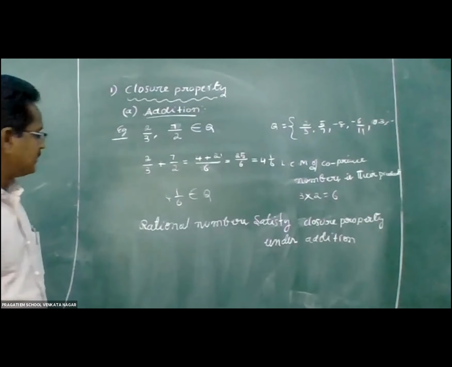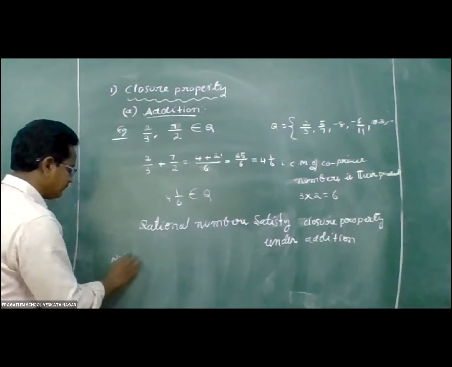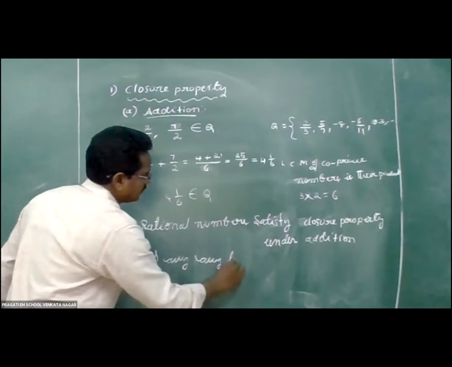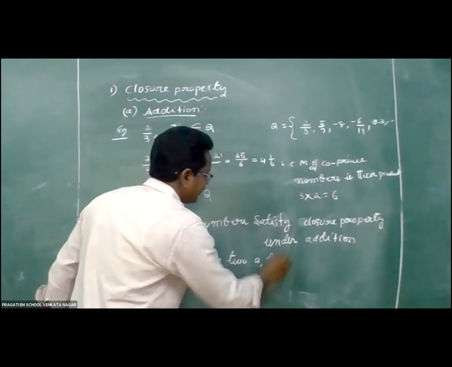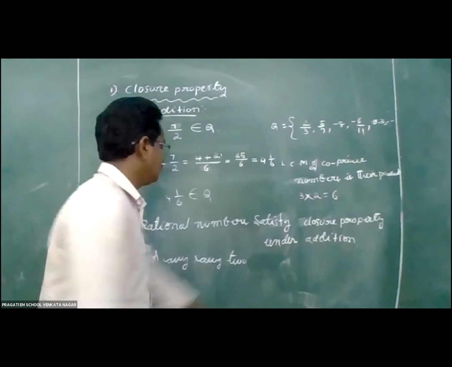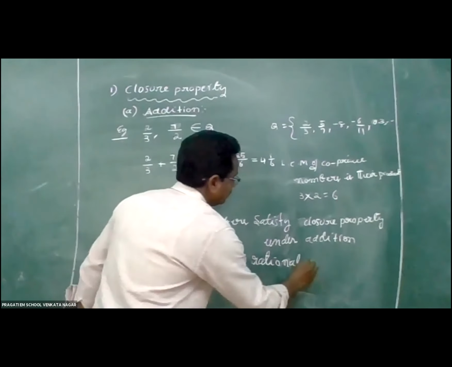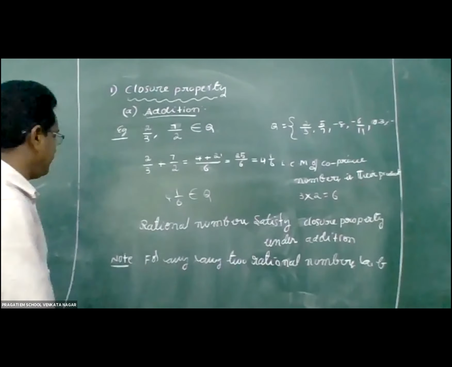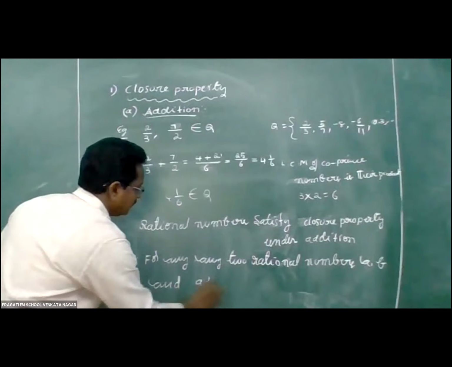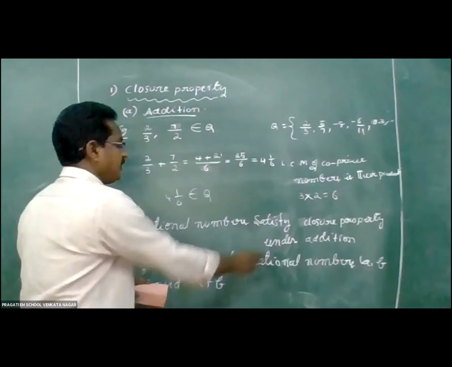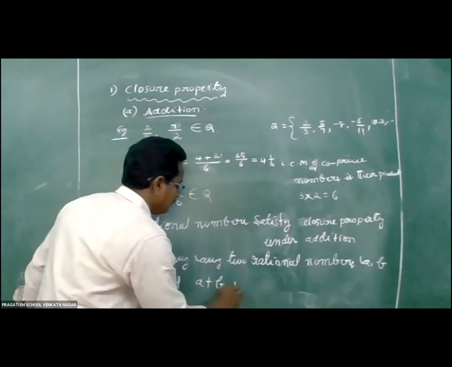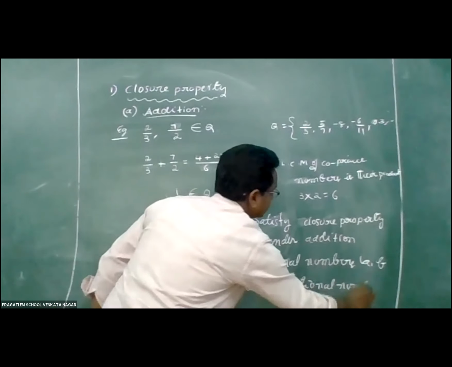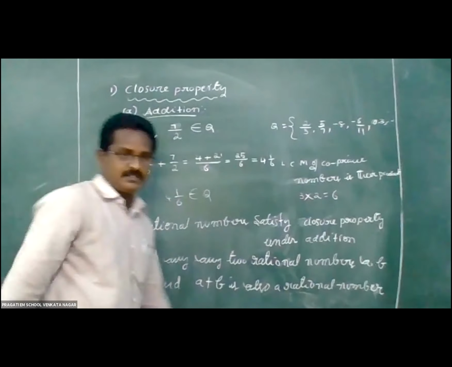Now it can be read as: for any two rational numbers A comma B, A plus B is also a rational number. So rational numbers satisfy closure property under addition.